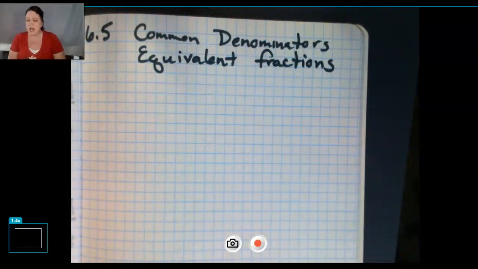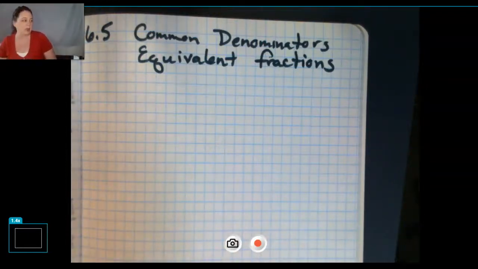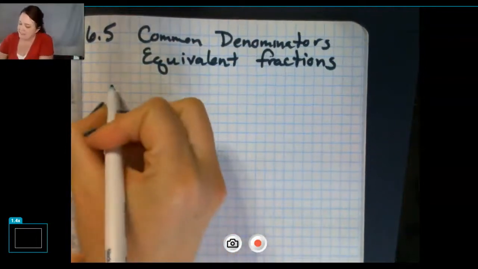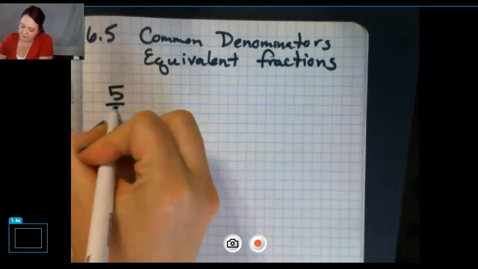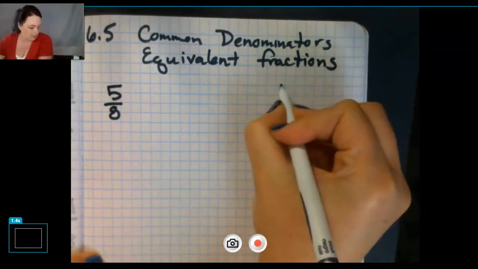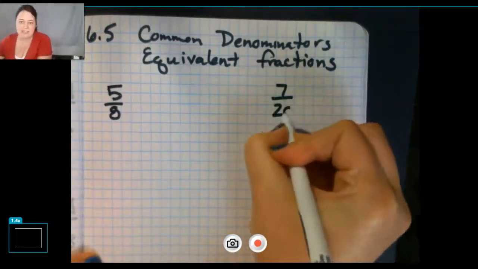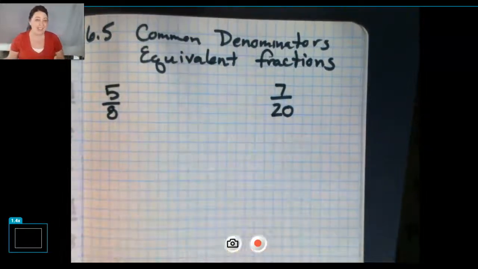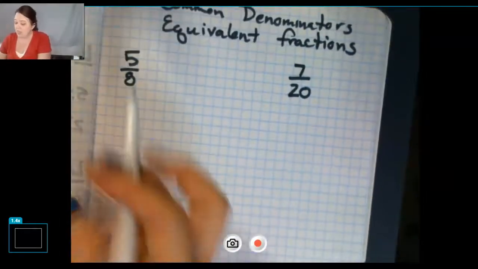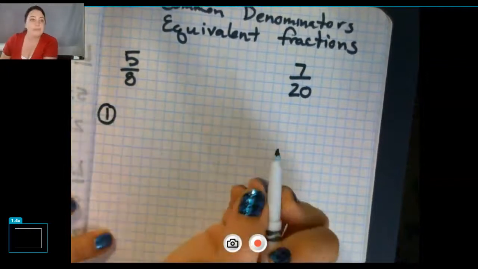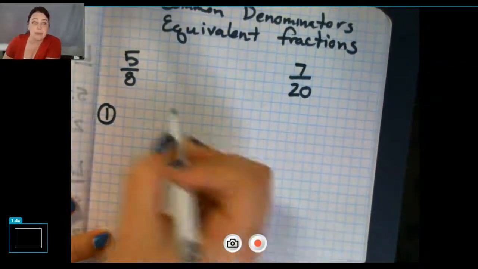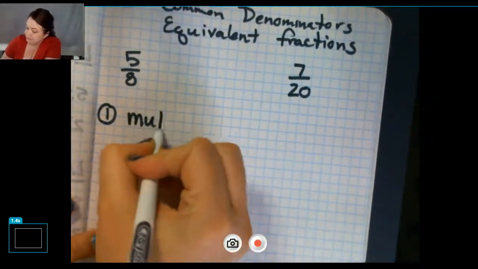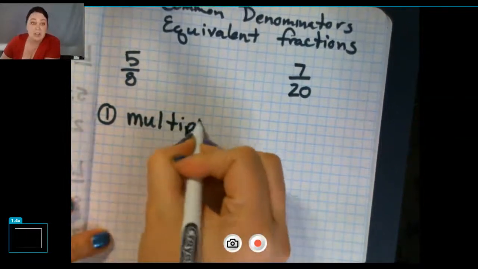So common denominator, equivalent fractions. The 2 fractions we're going to be working with this time are 5/8 and 7/20. So my denominators are 8 and 20, and I need to find a common denominator. The first way is just multiply them.